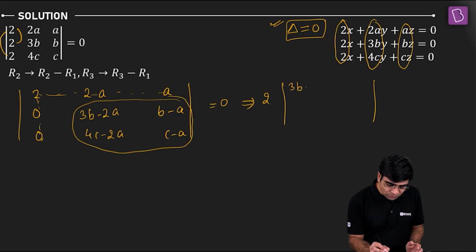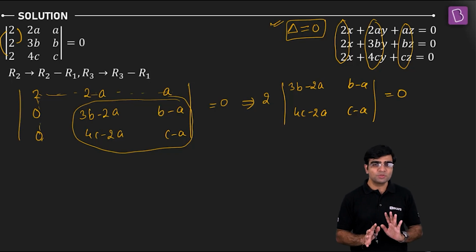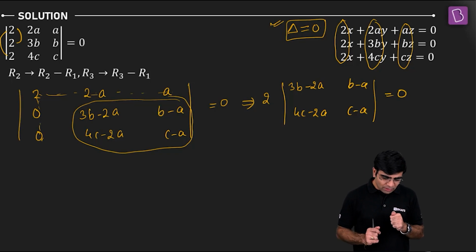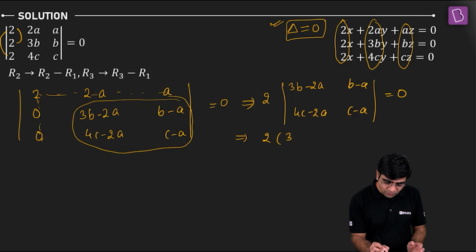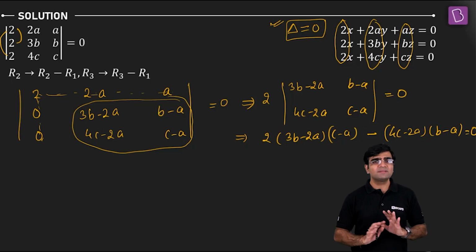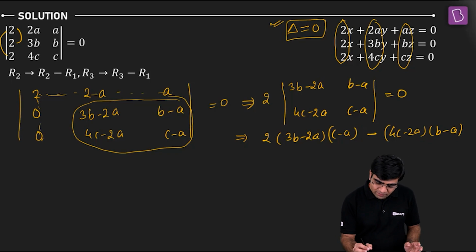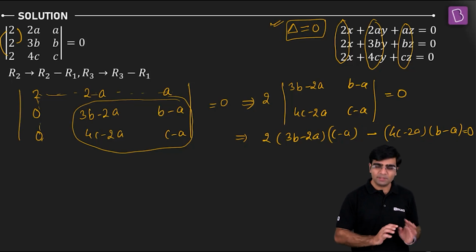This is nothing but 2 times of 3b minus 2a, 4c minus 2a, and then b minus a, c minus a, equal to 0. Right? Sure? Okay, so let's quickly open it up. It's just a simple cross multiplication. We get 2 times of (3b minus 2a) into (c minus a) minus (4c minus 2a) into (b minus a). This will become equal to 0. Is it sorted for everyone? I hope this is clear for everyone. Okay, perfect. So this is equal to 0.